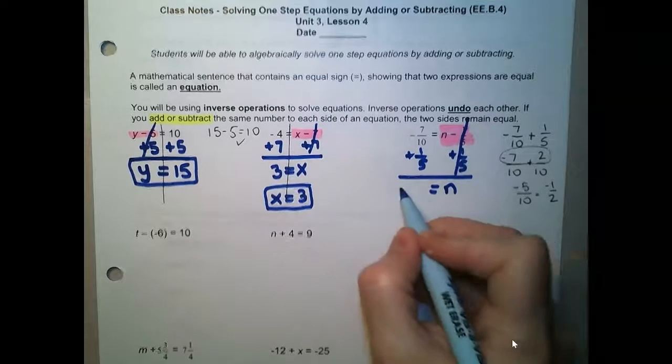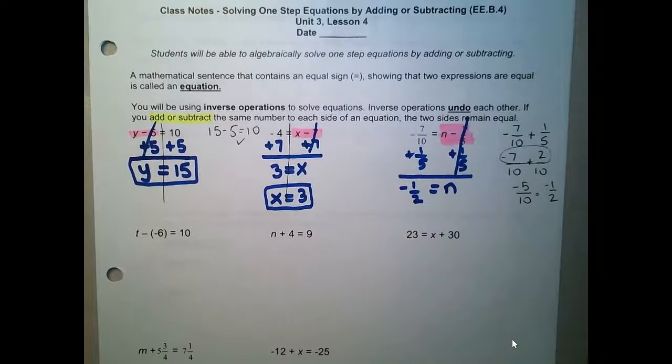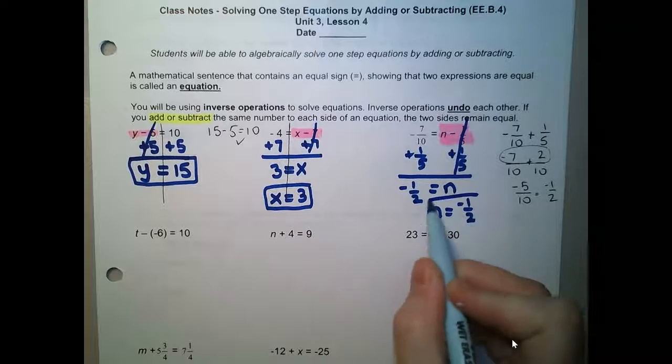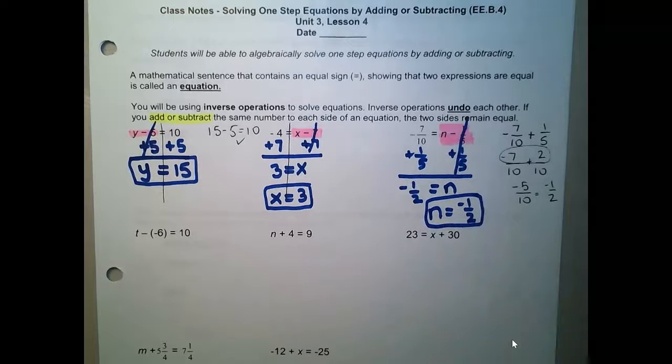And then I'm going to go back to my algebra and put in that negative 1/2 equals n. Better answer would be n equals negative 1/2 with the variable on the left. Lots of little details, but none of them are hard details.